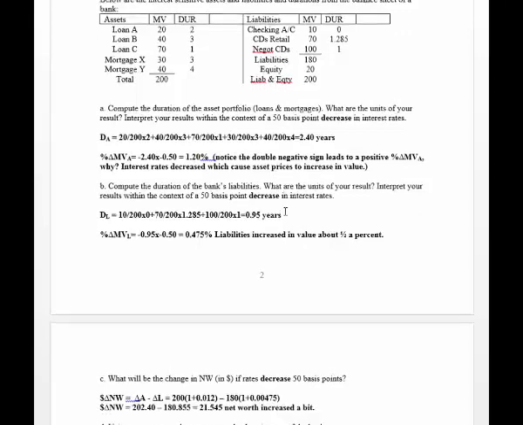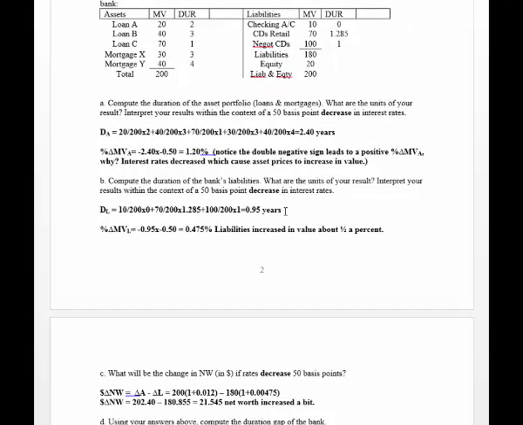Now we do the same calculation on the liabilities side here. Again, the units are going to be in years, and all we're doing is taking a weighted average using the durations. Now look at checking carefully. Checking account pays no interest, so it has a 0 duration, because it's not sensitive to interest rate changes. You deposit $100 in a bank, the bank keeps that $100, and the value of that checking account doesn't change with interest rates according to the calculation.